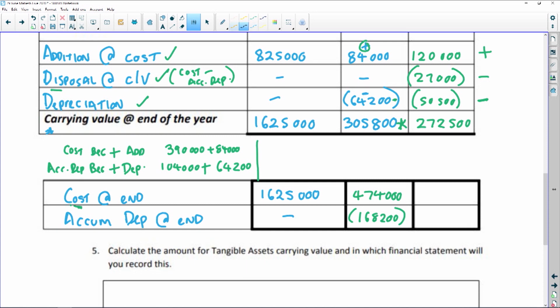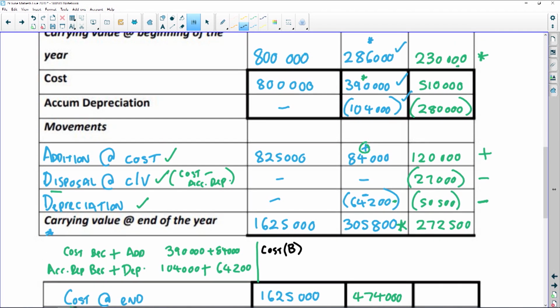and I think I'm going to change the color of my pen because I want to show you the calculation. So how do I calculate cost at the end of the financial year? Remember, you're still going to start off with your cost at the beginning of the year, which is 510,000. To this cost, I am still going to add any additions, so what I purchased, 120,000, is going to be added on.